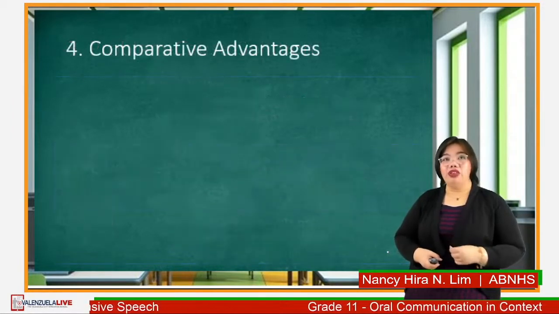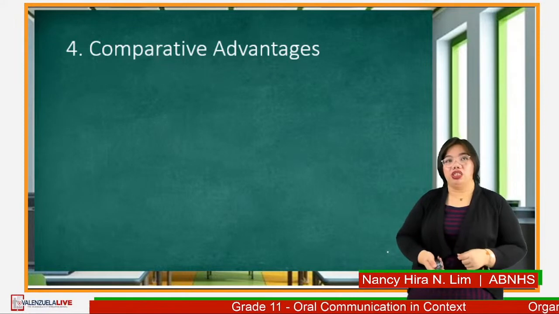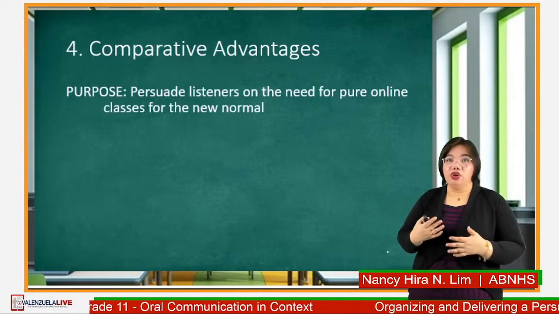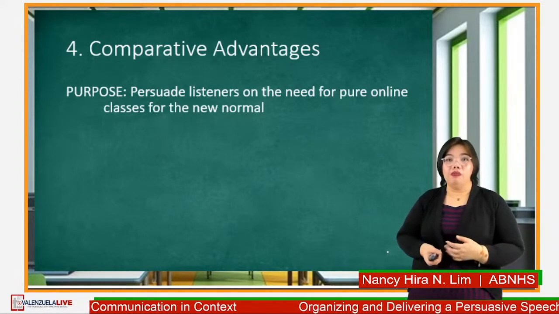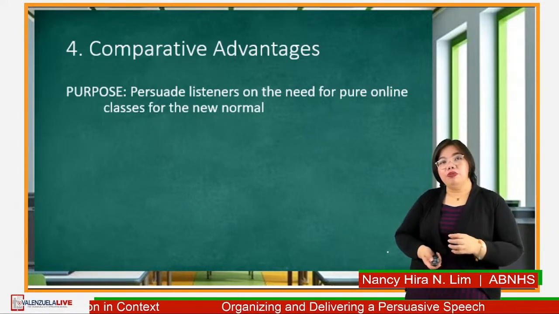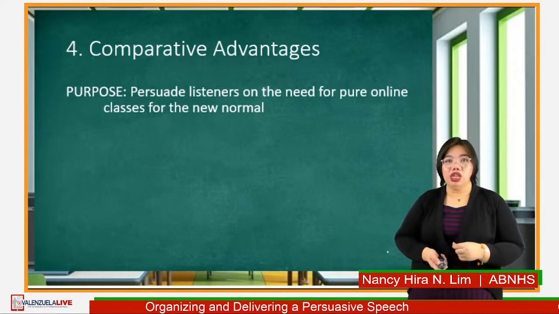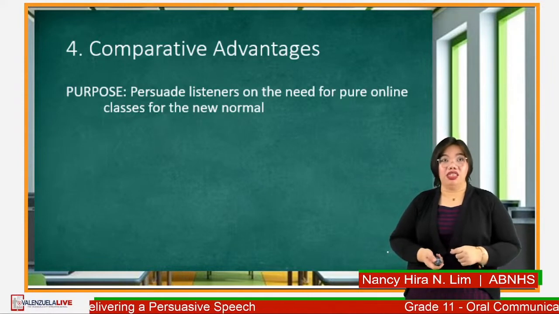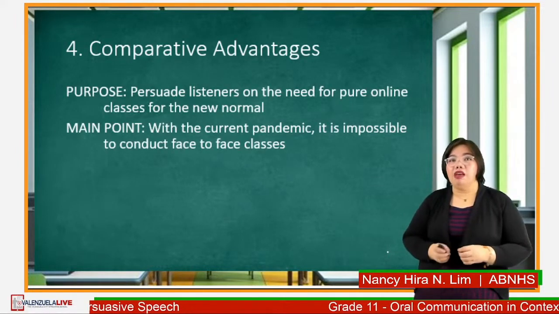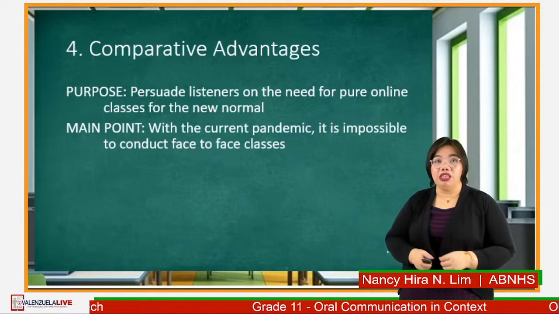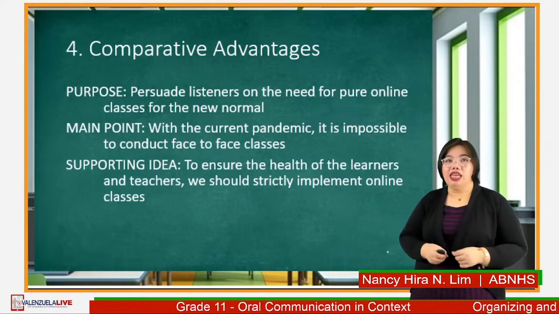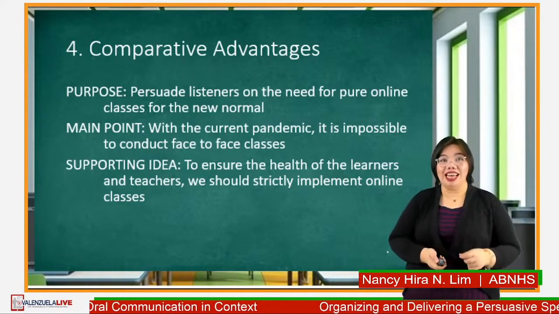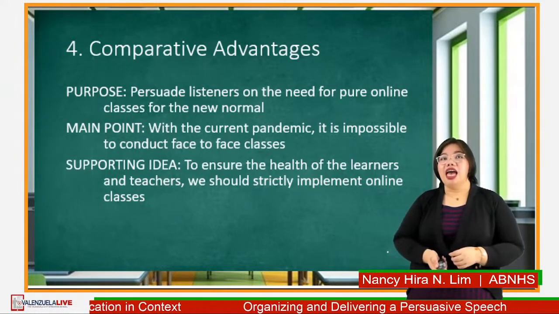Fourth pattern is comparative advantages. Here, you're going to enumerate different advantages and then you're going to weigh which is more feasible and practical. The example would be, the purpose would be to persuade listeners on the need for pure online classes for the new normal. We can relate to this. The main point is with the current pandemic, it is impossible to conduct face-to-face classes. For the supporting idea, to ensure the health of the learners and teachers, we should strictly implement online classes. So here is an outline.